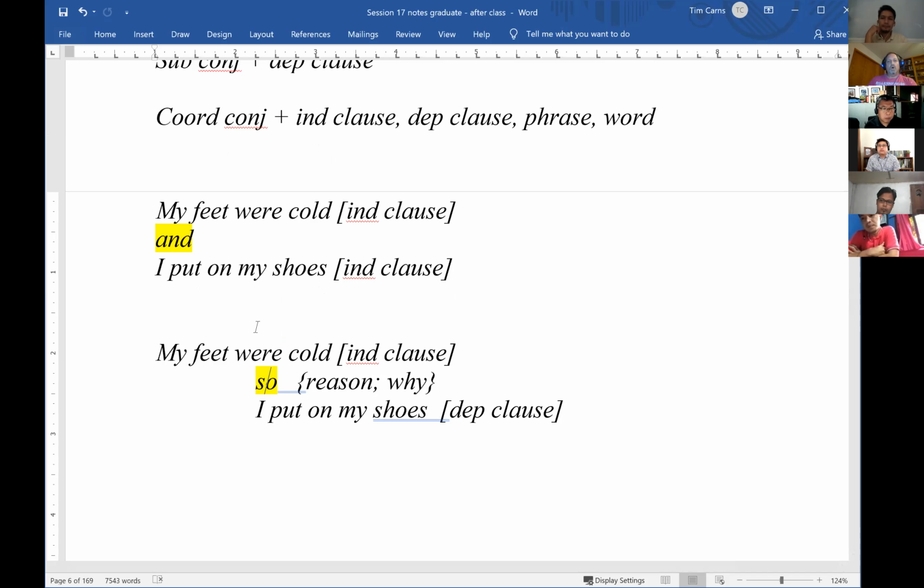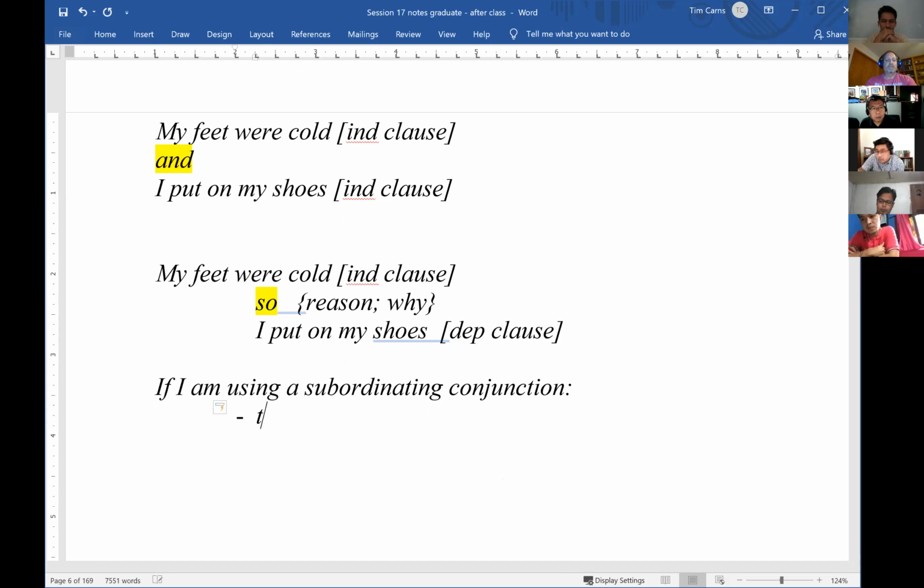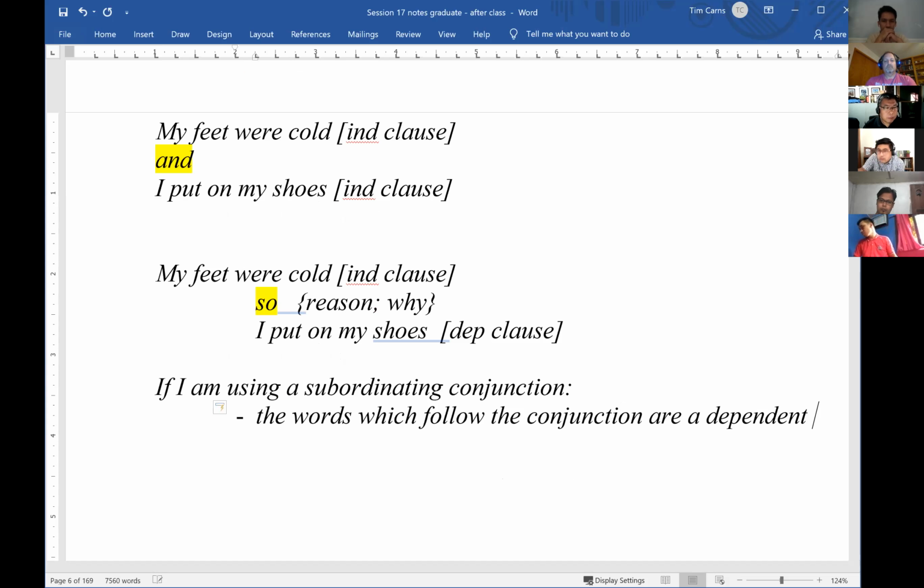One is that I know what follows it will be a dependent clause. Let me just write this out. If I am using a subordinating conjunction, automatically, just by knowing that, it tells me two things. The words which follow the conjunction are a dependent clause. Okay, that is by definition. Subordinating conjunctions introduce dependent clauses.